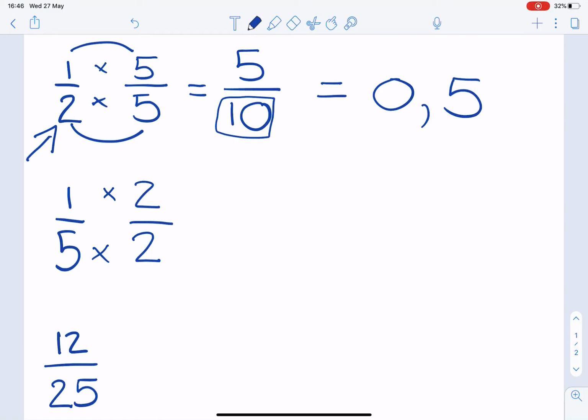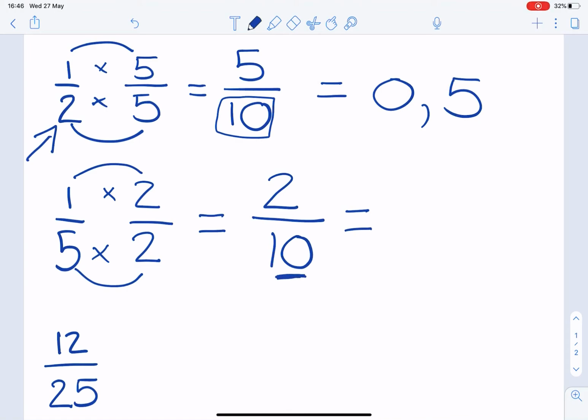So we are multiplying 1/5 by 1 whole. 5 times 2 is 10. And 1 times 2 is 2. Now we can put it in a decimal column because it has 10 at the bottom. And 2 will go into the tenths column. So it will be 0,2. So 1/5 is equivalent to 0,2.